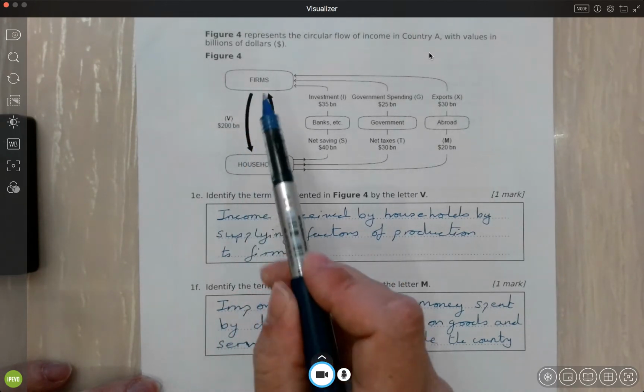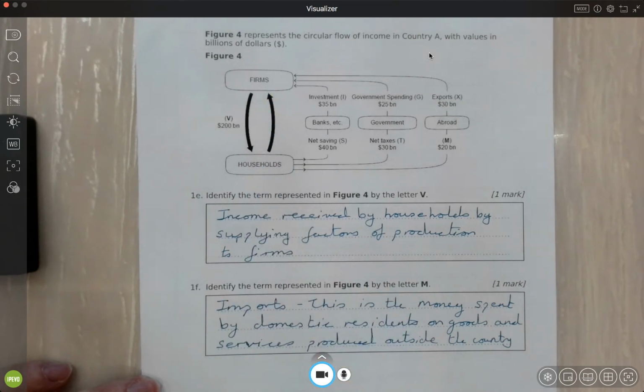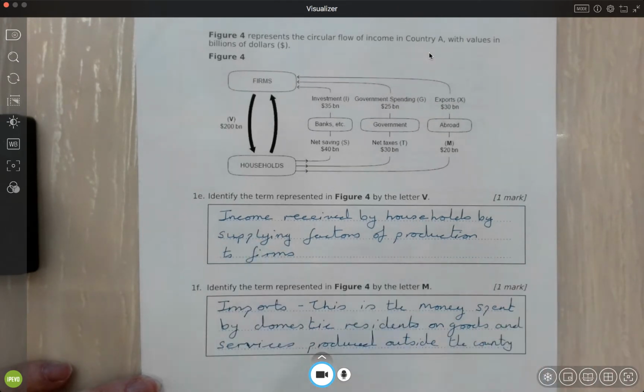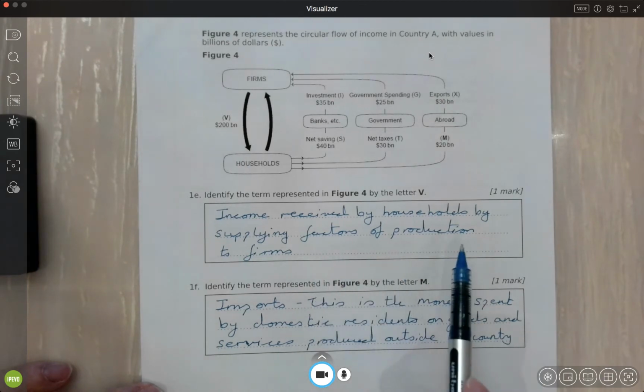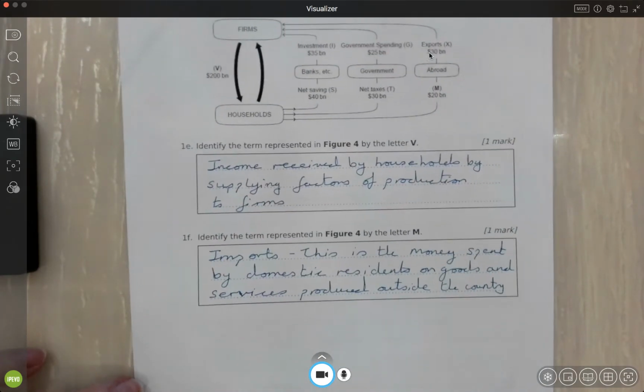Now, households own all of the firms. Essentially, households own all of the factors of production. Now, the only answer that you had to write down was income or income received by households. If you write down that one word, you get the mark. What I said is income received by households by supplying factors of production to firms. Now, that's a perfect answer, but all you had to write was income.